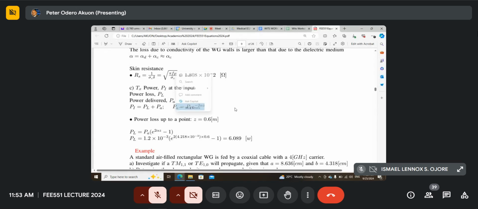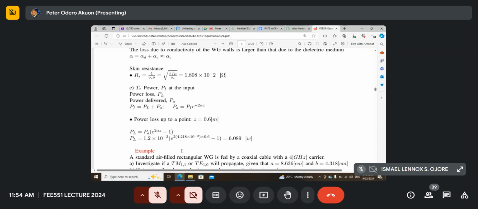You can rewrite it as PI is equal to PA times, so you divide by the right-hand side. So PI is equal to PA times exponent of positive 2 alpha Z. In that case, PL is equal to PA times exponent 2 alpha Z minus PA. So you can substitute that, and you have that equation.